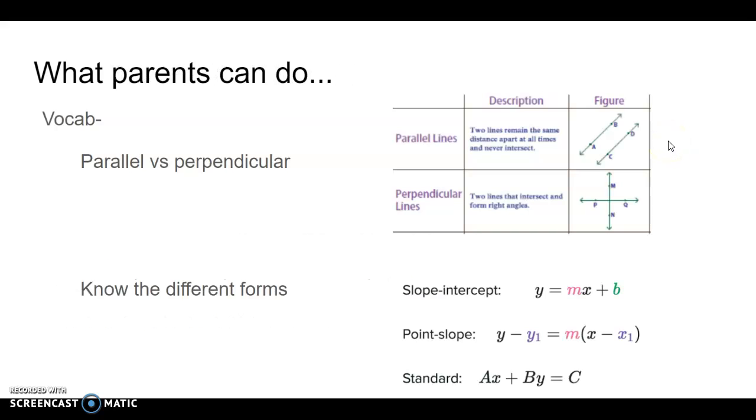What parents can do is vocab, especially depending on the parent's math ability. Just helping your students with vocab cards would be awesome. So turning things like this into vocab cards where they are able to verbally define parallel lines as well as graphically, and same with perpendicular lines. There's also three forms: slope-intercept form, point-slope form, standard form. So helping students identify, when they see equations, what form they're in, or making cards that help them match, would be helpful for students.